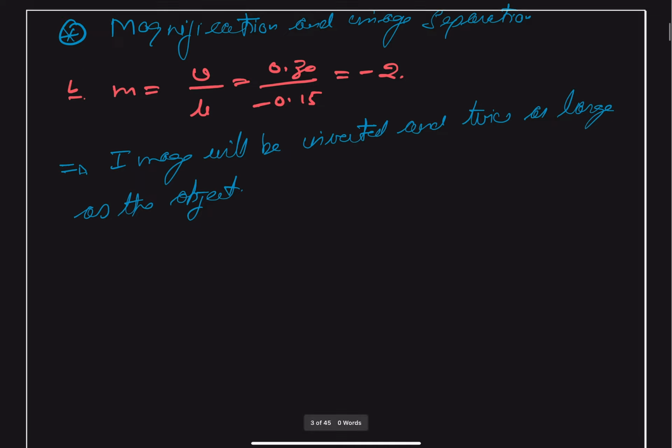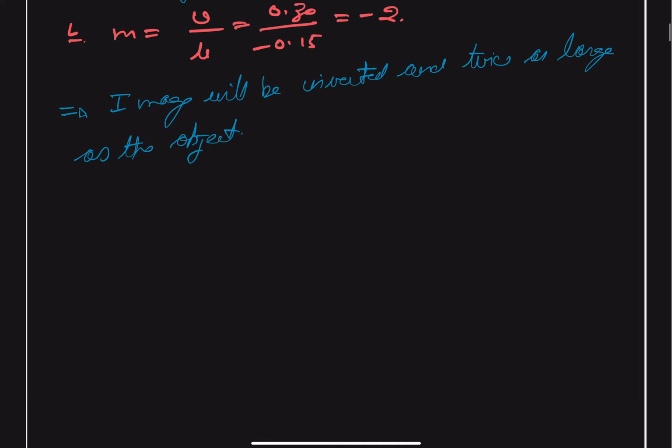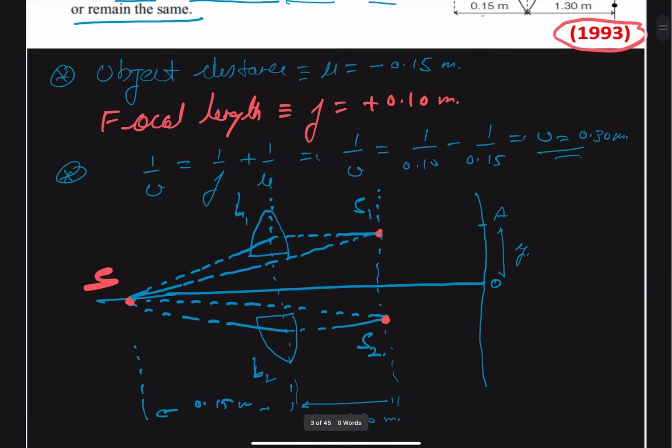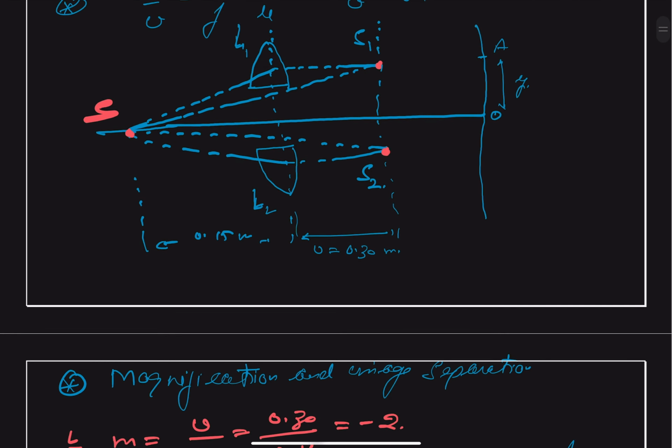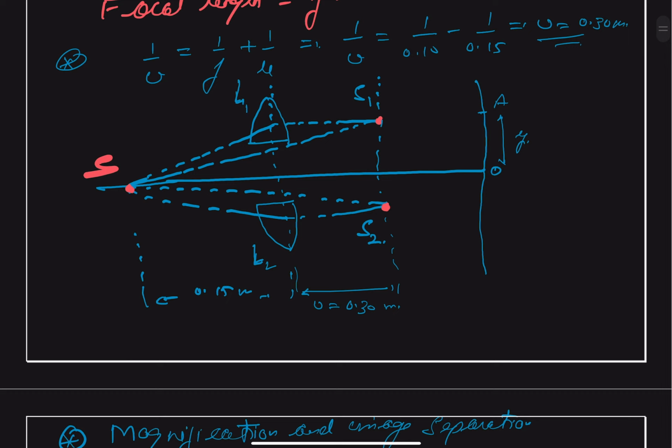Now let's find out the separation between the images. We are given that the gap between these two lenses is 0.5 mm, so the distance between the lenses is given as 0.5 mm. Let us call these points A and B.